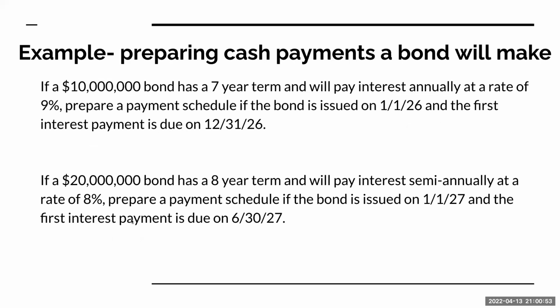So let's take a look at what this looks like and how the cash payments on a bond work. Over here, we've got a $10 million 7-year term bond at a rate of 9%. And then we've got a $20 million 8-year term bond that's going to be paying interest semi-annually. So let's go through and take a look at that.